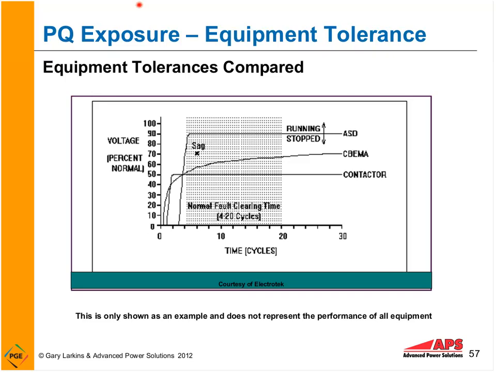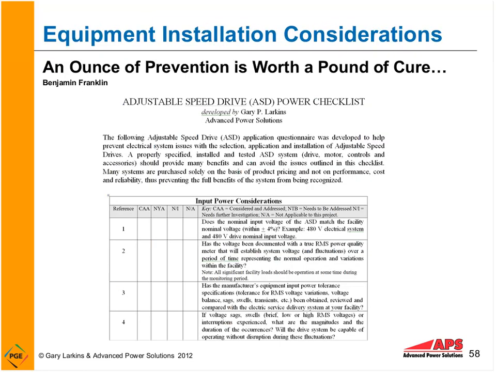And it's much harder to take care of surprises afterwards than it is to address them in the design phase of a project. So the old saying from Benjamin Franklin is, an ounce of prevention is worth a pound of cure. So we've created an adjustable speed drive checklist that we're going to provide to you. Lorena will send that out with a copy of the presentation. It gives you some input power considerations and other things to consider when applying adjustable speed drives, because this is where we see a lot of misapplication that could be avoided.